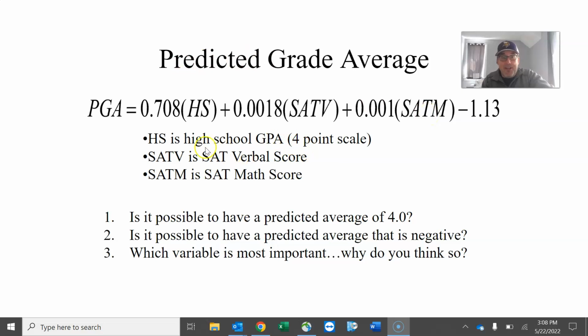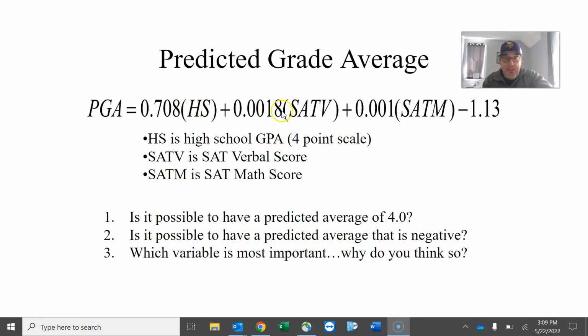And then based on this model, we could do some explorations here, like, is it possible to have a predicted average of 4.0? Could you have a 4.0 come out of this formula? Well, imagine a perfect 4.0 high school GPA. Imagine a perfect 800 on the SAT verbal and 800 on the SAT math. Now, you'd have to know that there's 1600 possible. A perfect SAT score is 1600, so 800 and 800. Well, if you tried 4 here and 800 here and 800 here and crunch the numbers, you would see what the outputted PGA is. Or is it possible to have a predicted average that is negative?